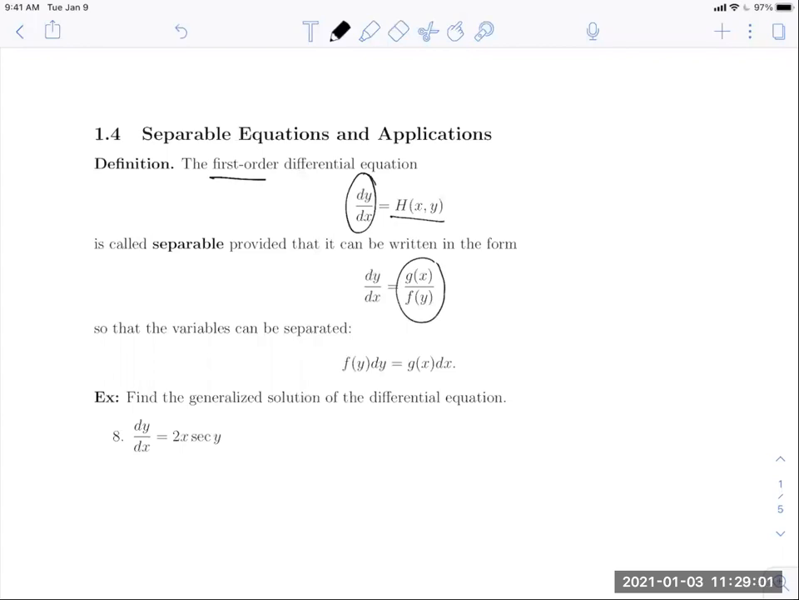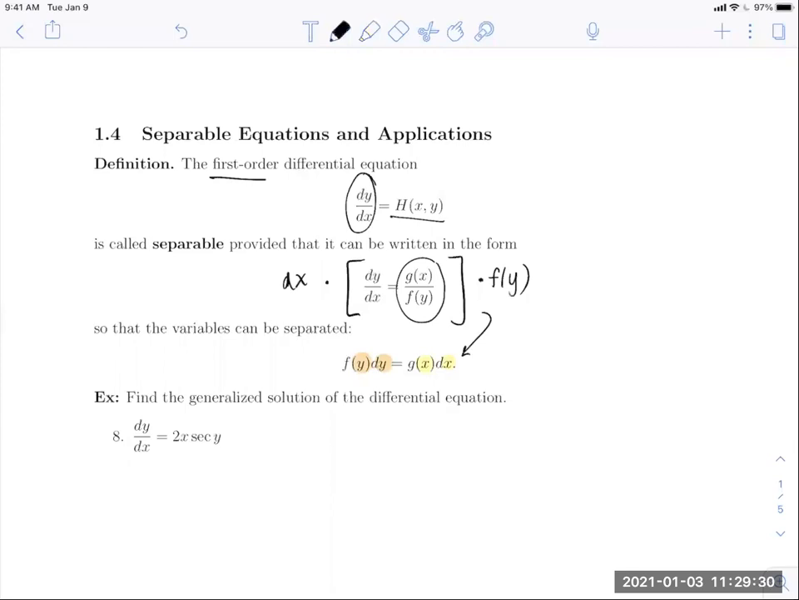And then what we're going to do is take this differential equation and separate the variables. So I'm going to multiply both sides by dx to move the dx over to the right-hand side. And I'm also going to multiply both sides by f of y to move f of y to the other side. That gets us down to this equation, where you'll notice that all of the y variables are on the left-hand side, and all of the x variables are on the right-hand side.